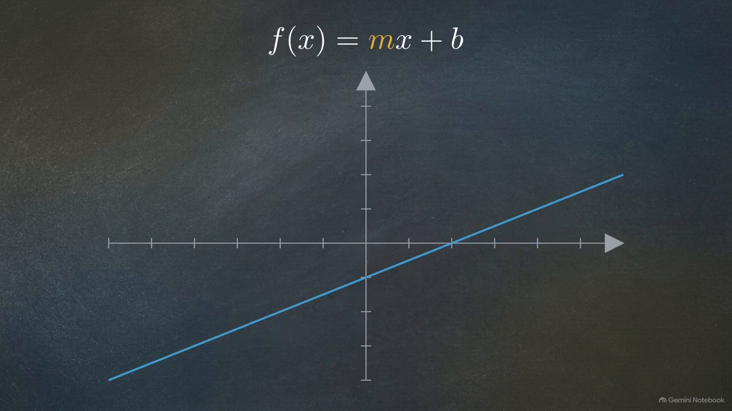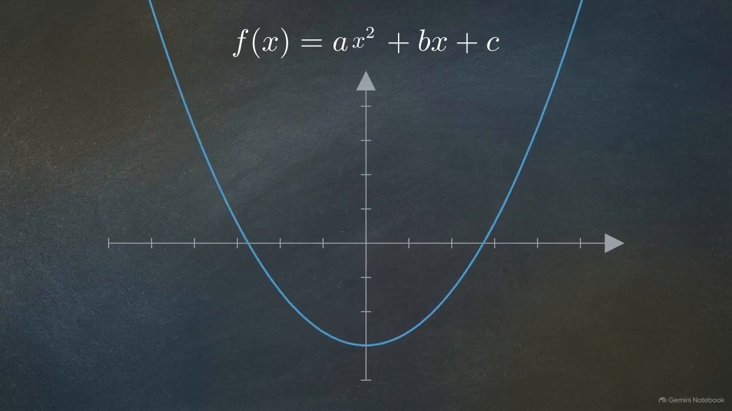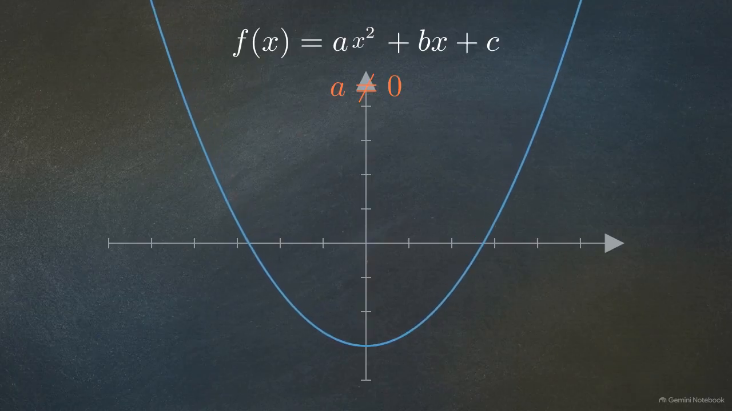But when we update the formula to a quadratic function, ax squared plus bx plus c, the straight line bends into a smooth U-shaped parabola. As long as the leading parameter a does not equal 0, the squared term guarantees the resulting geometry will curve. Because the geometry curves, its rate of change becomes a moving target.